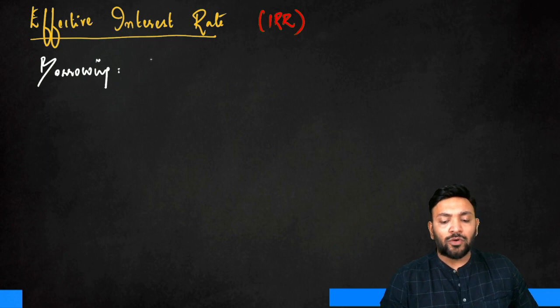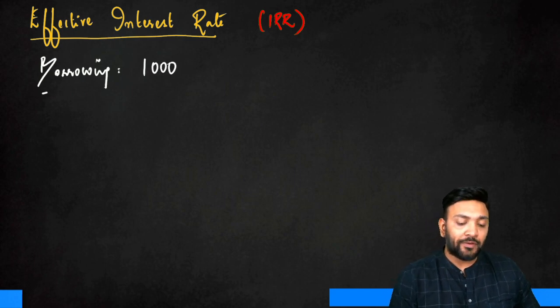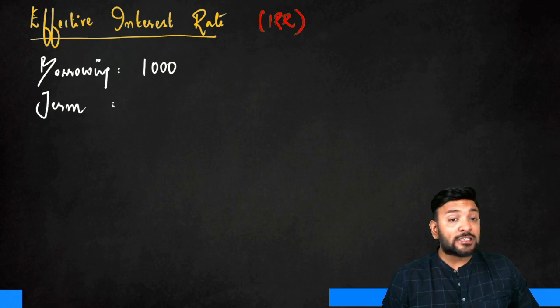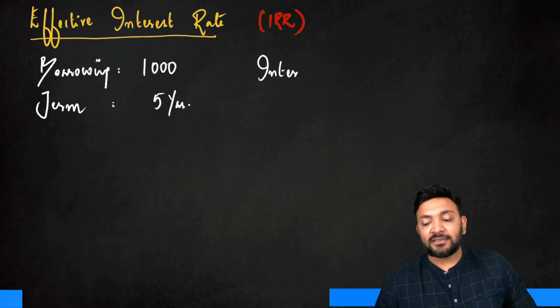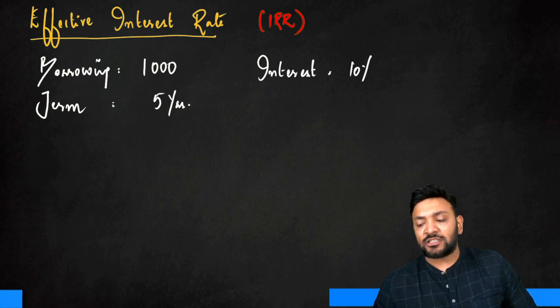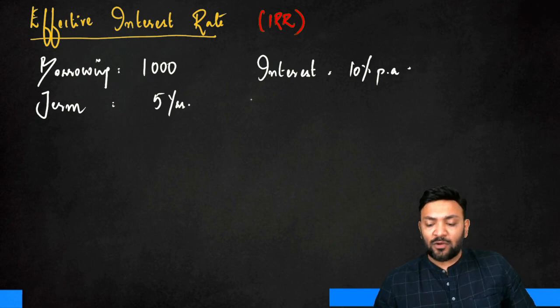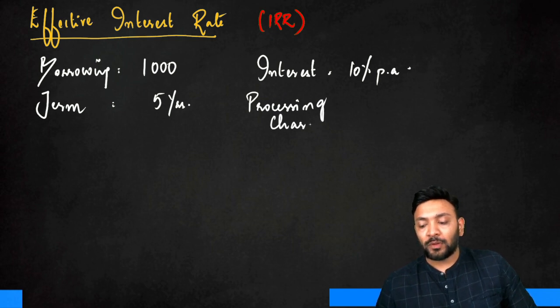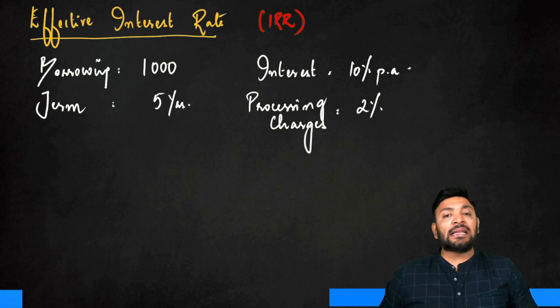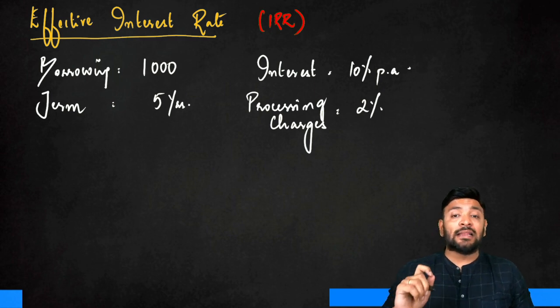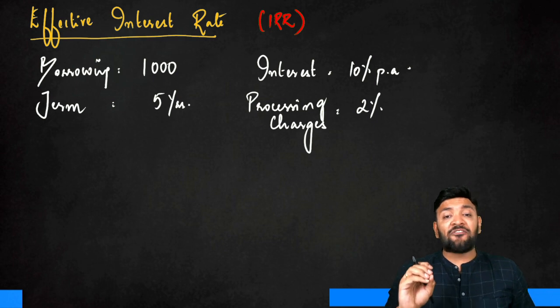borrowed an amount of, to keep it simple, 1000 rupees. It was repayable within a span of 5 years. It carried an interest of, let's say, 10% per annum. But there was a processing charge levied by the banker to an extent of, let's say, 2% of the borrowing. Now, my intention is to identify the effective interest rate, because this processing charge is no longer included in the definition, as the definition today reads effective interest rate.